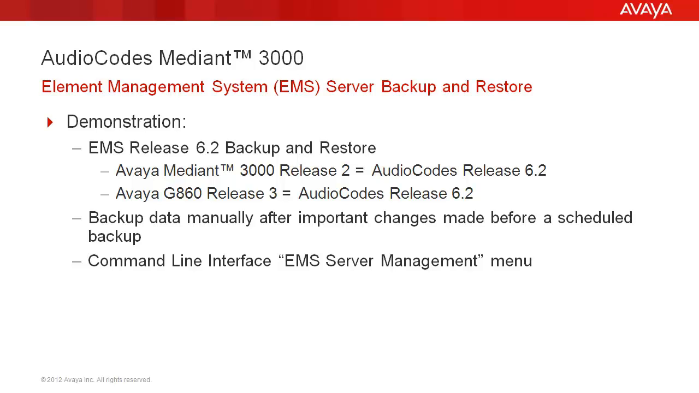It is recommended that the EMS be manually backed up after any important system changes. This will prevent the loss of any important configuration data if a failure occurs between the time the changes were completed and a scheduled backup. A manual backup may be performed via a command line interface EMS Server Management menu option.